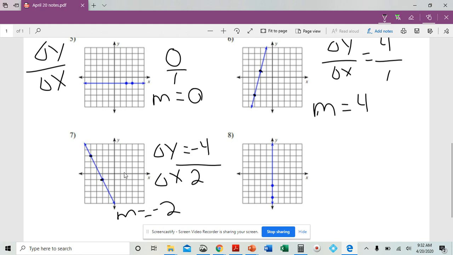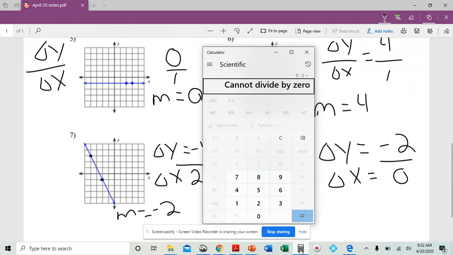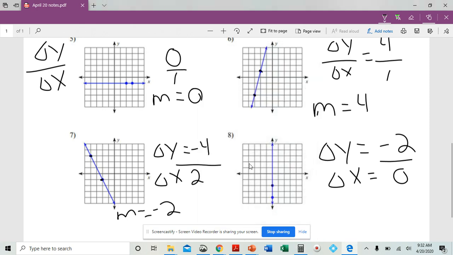And finally, our last example, we're going to start at the top and work our way down. So we'll go from this point to this point. Our change in y, we are going to go down 2 units, so -2. And our change in x is 0. We're not moving side to side at all. Well, when we divide anything by 0, so -2 divided by 0, you cannot divide by 0. That's an error. You're going to get that in your calculator. That means that this slope is undefined.